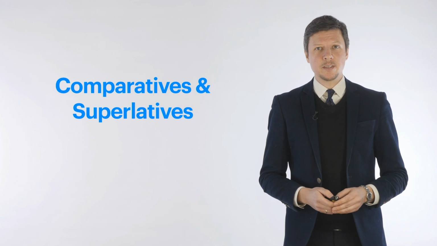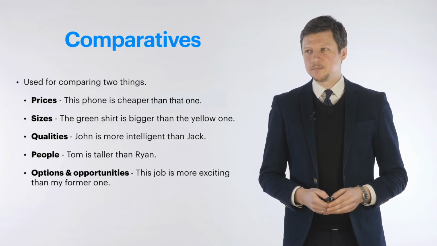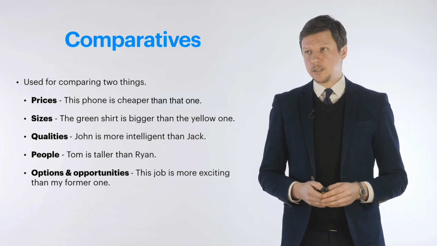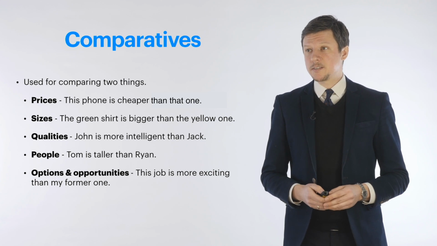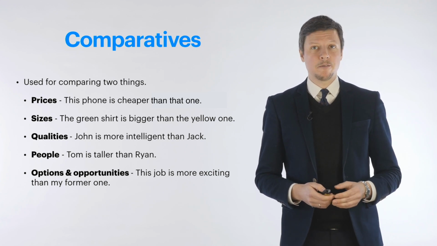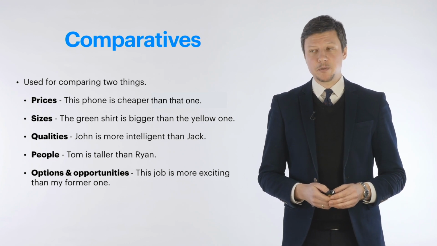In this video lesson, I'm going to talk about comparatives and superlatives. We use the comparatives when we are comparing two things. These can be prices, sizes, qualities, people, different options or opportunities. Let's have a look at a couple examples.